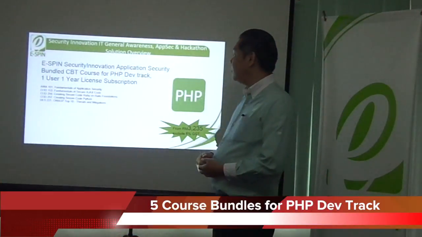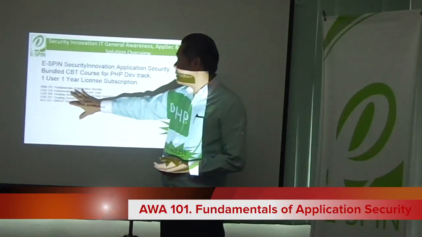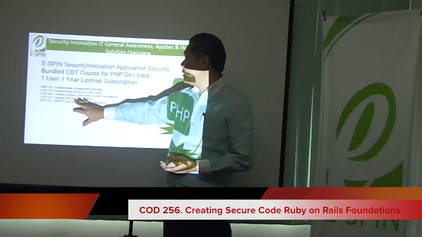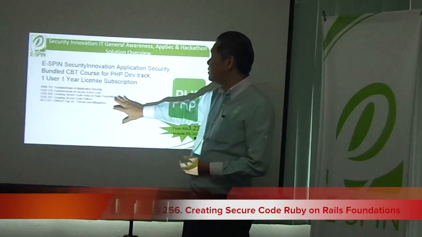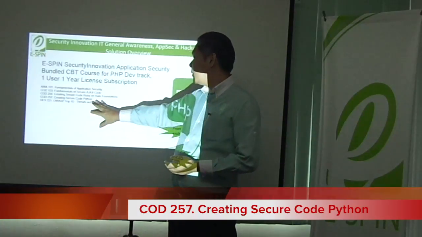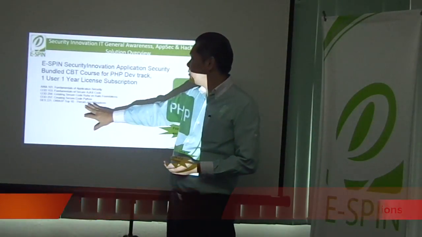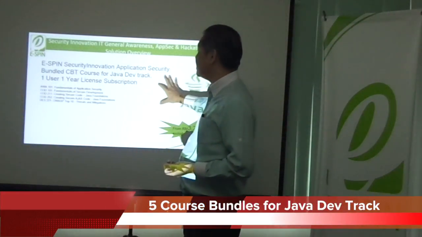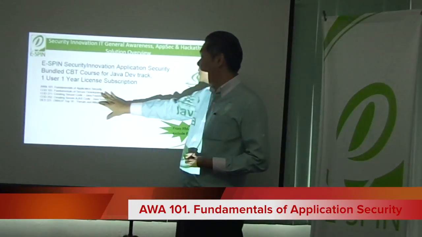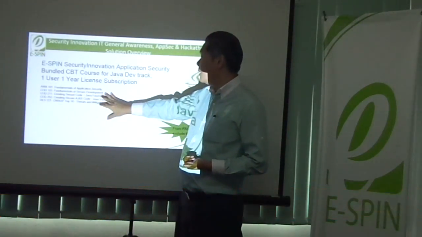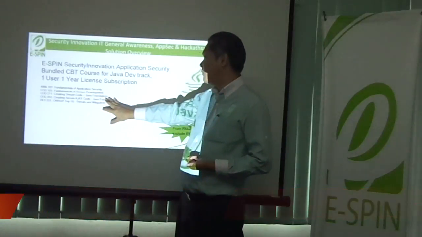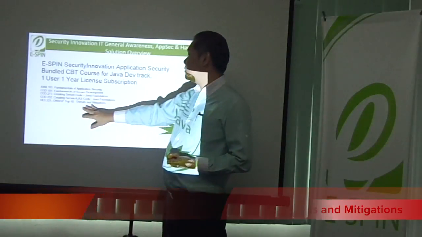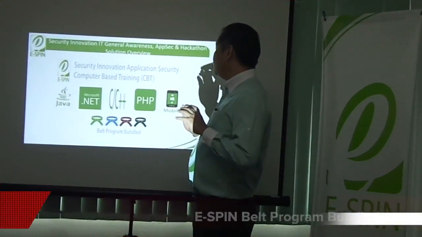For the PHP development track, the 5 courses are the foundation of application security, foundation of secure Ajax code, create secure code Ruby on Rails foundation, and then create secure code in Python, and also top 10 threat and mitigation. For the Java houses, okay, this is the Java development track: foundation of application security, foundation of secure development, create secure code Java foundation, create secure Ajax code Java foundation, and also top 10 threat and mitigation. Okay, now we continue.